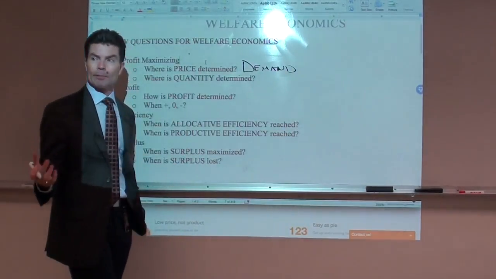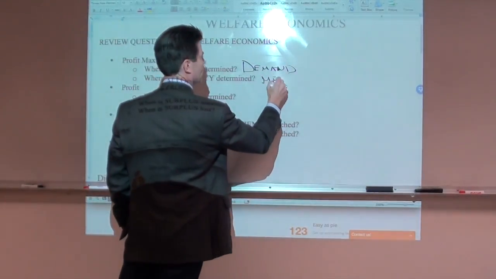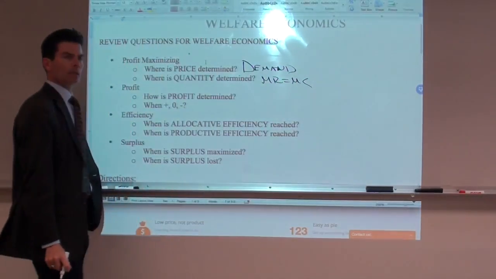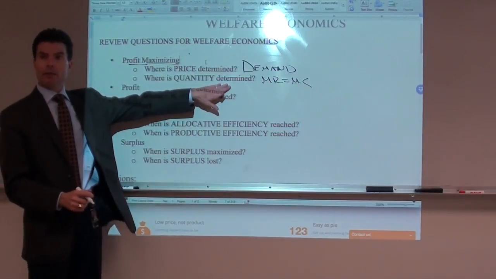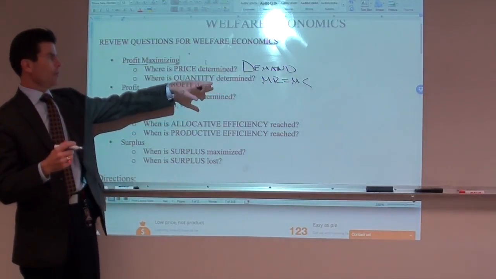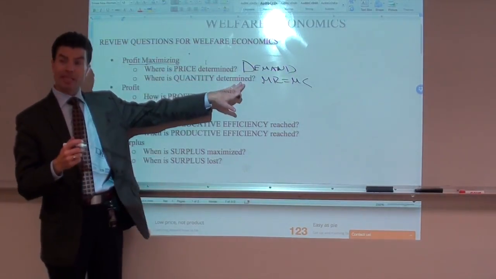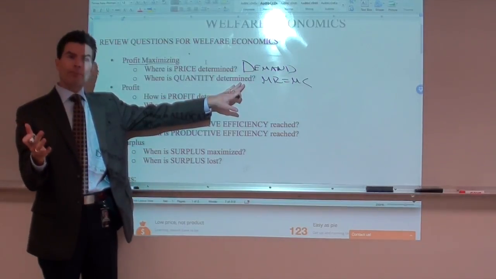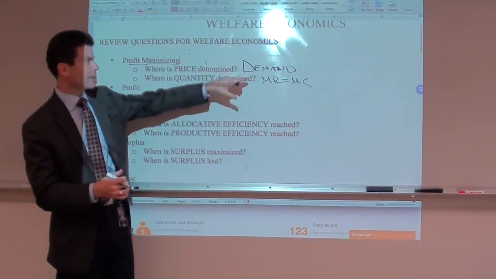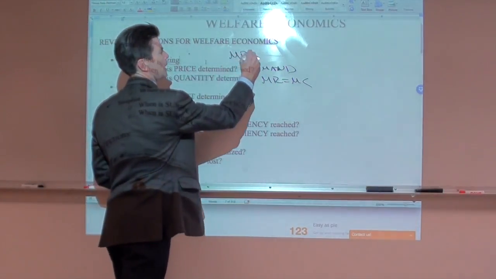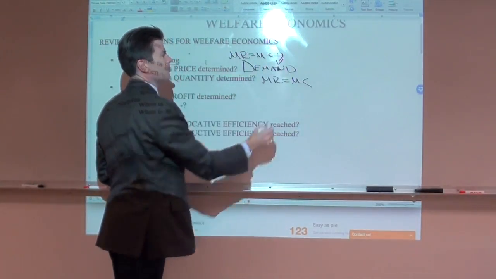Where is quantity determined? Quantity is going to be determined where MR equals MC. Right, so that's where a profit maximizing firm is going to be. So if you tell me that you determine price at MR and MC, that's incorrect. I mean, that's the first step, but you have to go up the demand curve. So you could say MR and MC, but then you have to go up to that demand.